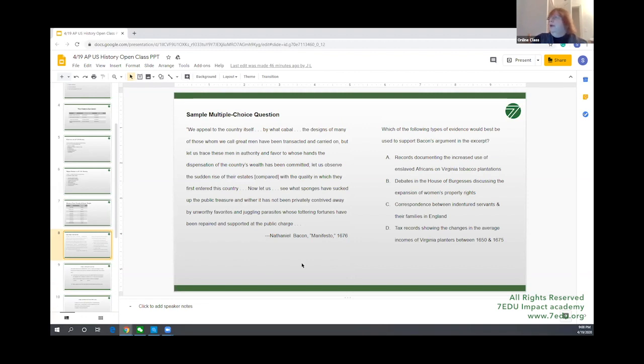Now, this is what a typical multiple choice question is. Okay, where they give you an excerpt. Okay, this is Nathaniel Bacon's manifesto from 1676. And then, which of the following types of evidence would best be used to support Bacon's argument in the excerpt? So not only do you have to know about historical argumentation, you have to know who Nathaniel Bacon was and what led up to his issuing the manifesto.